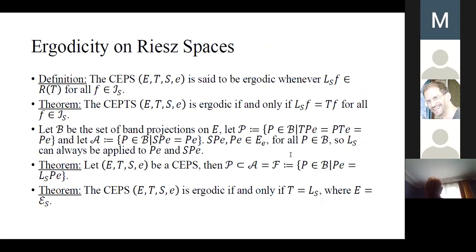So we'll say that the CAPS (E,T,S,e) is said to be ergodic whenever LSF is in the range of T for all S invariant F. So F in IS, so that's the set where SF is equal to F. We can now introduce the theorem that the CAPS (E,T,S,e) is ergodic if and only if LSF is equal to TF for all S invariant F.